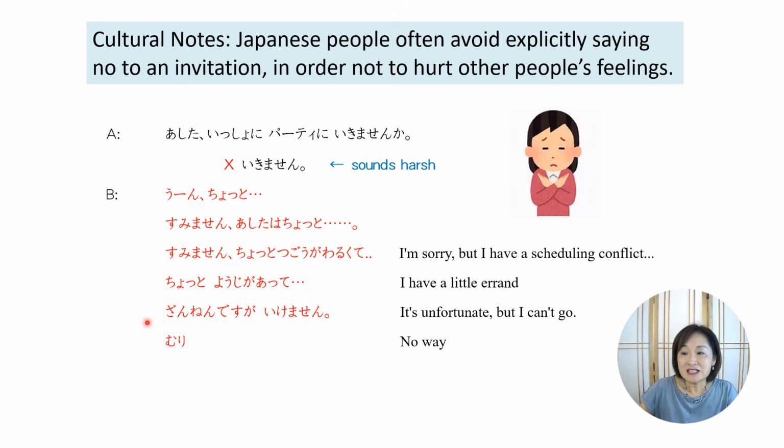Or you can say, 残念ですが、行けません. I can't go. 残念 is, it is unfortunate. So it is unfortunate, but I can't go. This word, 無理 means no way. So if you really don't want to go, you can say 無理.